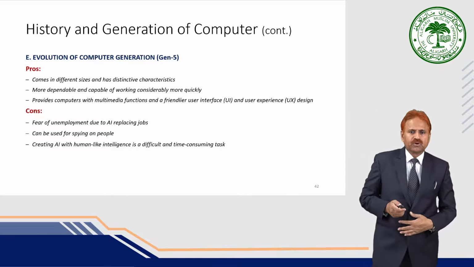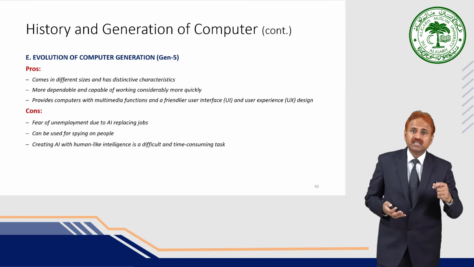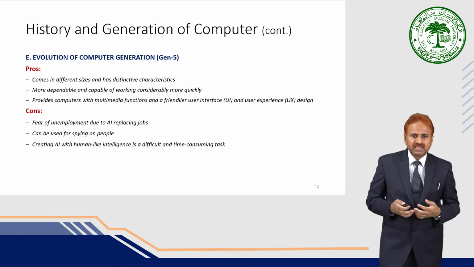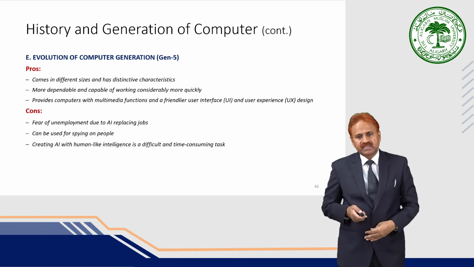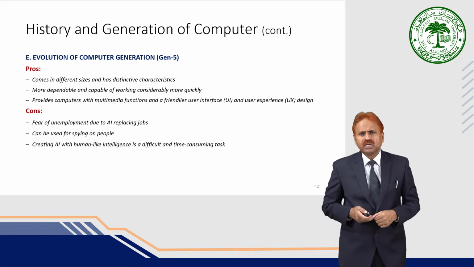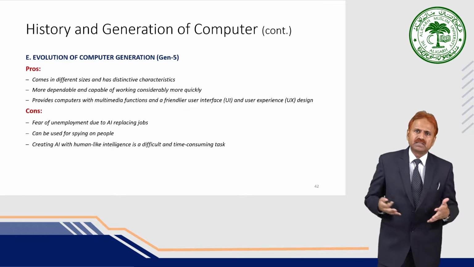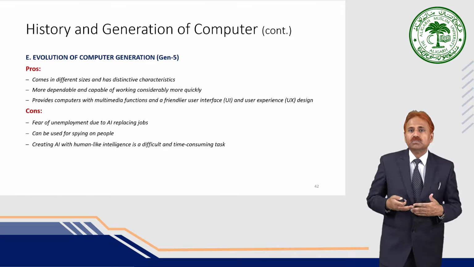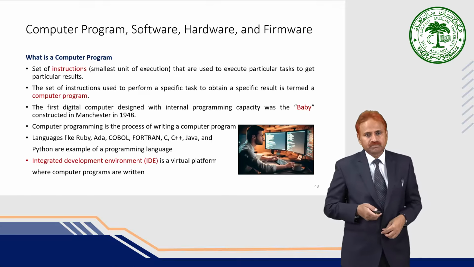Can be used for spying on people. So due to the intelligent nature and miniature size, you can use these devices for spying on people. And creating AI with human-like intelligence is a difficult and time-consuming task. As I have told you, a lot of work is going on in this area, but still a lot of work is to be done to make computers more intelligent like human beings.